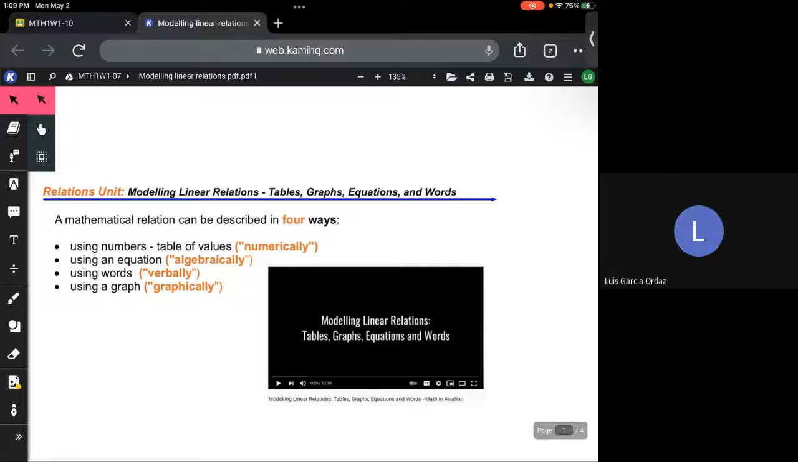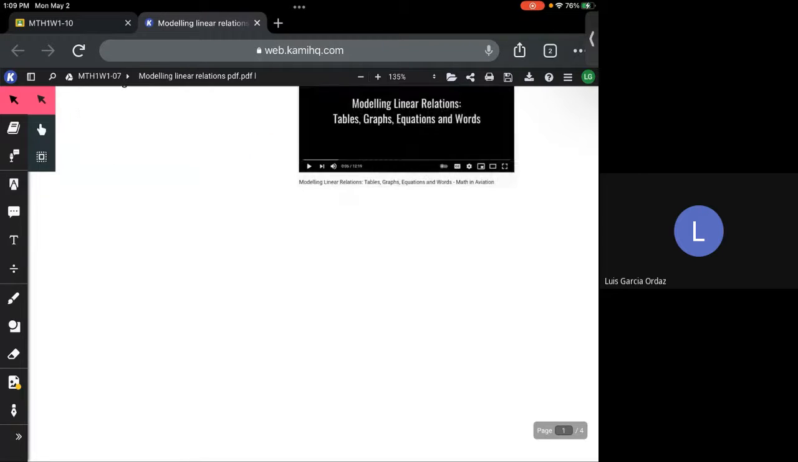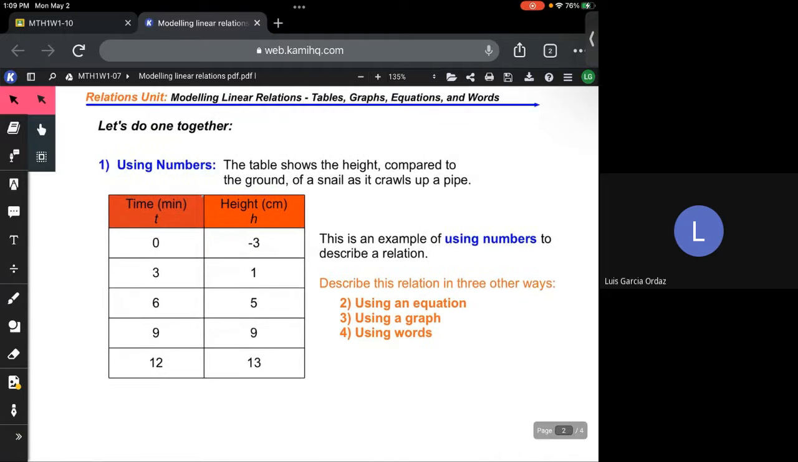To represent our y equals mx plus b four ways: numerically, algebraically, verbally, and graphically. So we're going to be learning how to do all four in one, merge all.